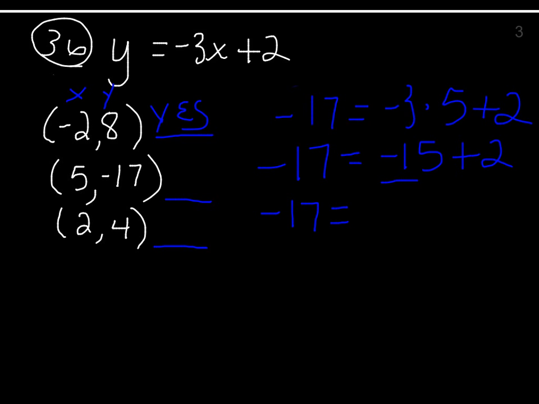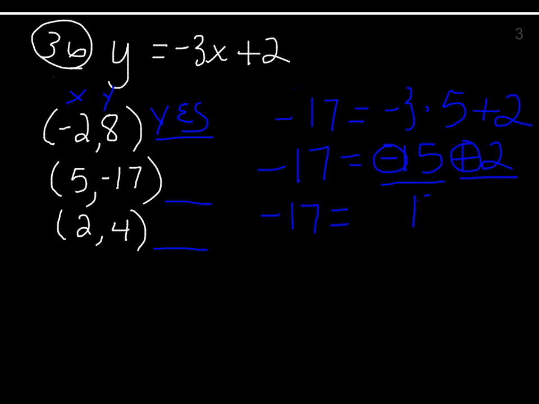And negative 15 plus 2 means that the signs are different. This one's negative, this one's positive, so we subtract. And 15 minus 2 is 13. And use the sign of the bigger number. 15 is bigger than 2, so it's negative 13. This is not equal, so that means 5, negative 17 is not on the line.